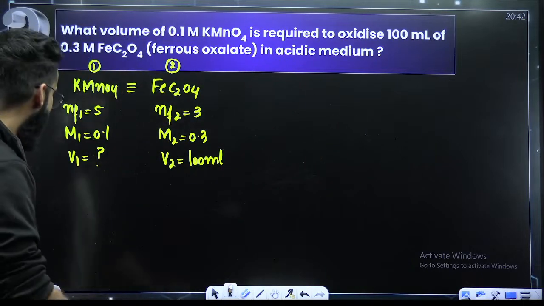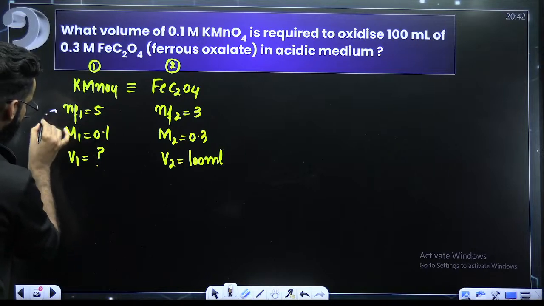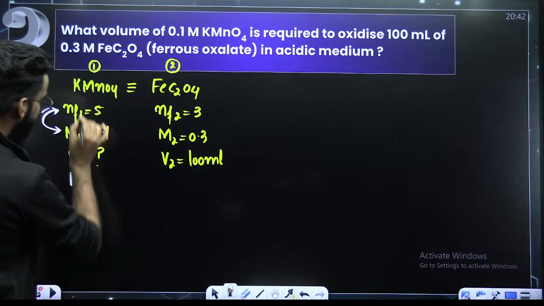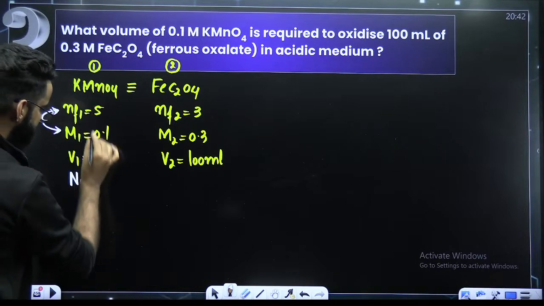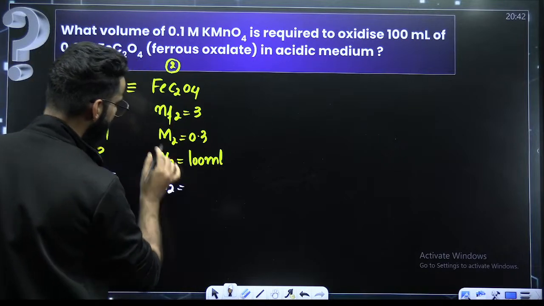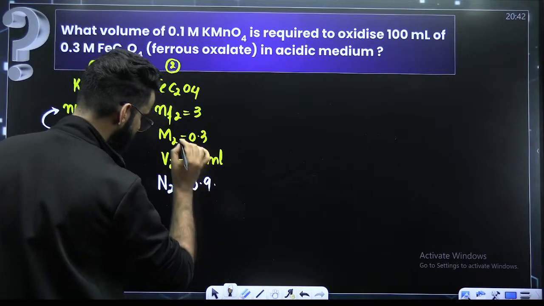The first thing, guys, since you know the molarity of KMnO4, you know the n factor of KMnO4, and molarity multiplied by n factor gives me normality. So normality of KMnO4 will be this multiplied by this, so it will be 0.5. Normality of the second one will be molarity multiplied by n factor, so 0.3 into 3 comes out to be 0.9.